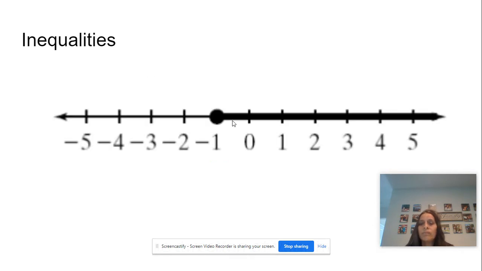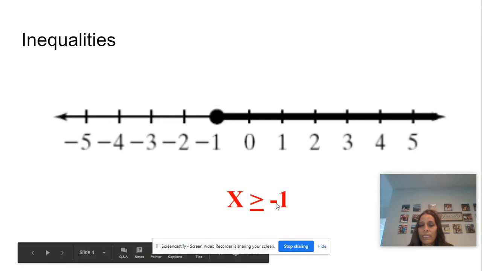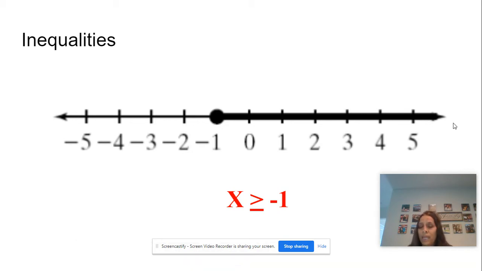When we look at this problem, we can tell that -1 is part of our solution, and that it's all the numbers greater than -1. I chose any variable. You can choose J, K, L, M, N, O, P, Q. What that's saying is all of my solutions, or all of my answers, can be greater than -1.